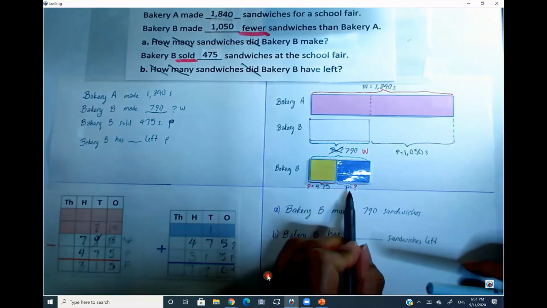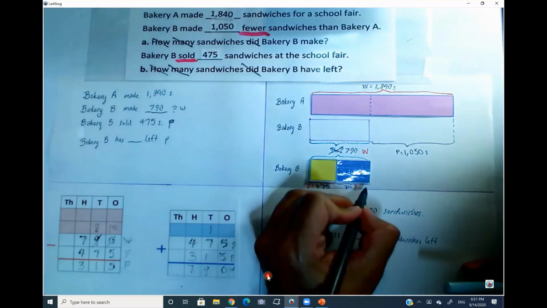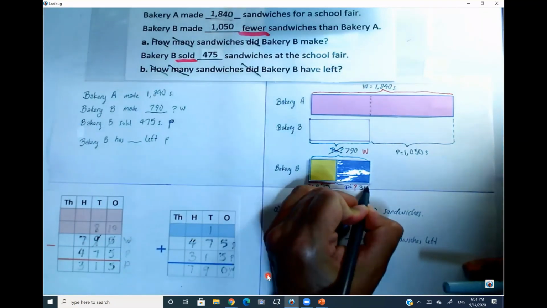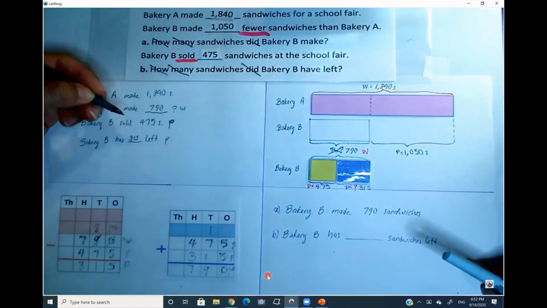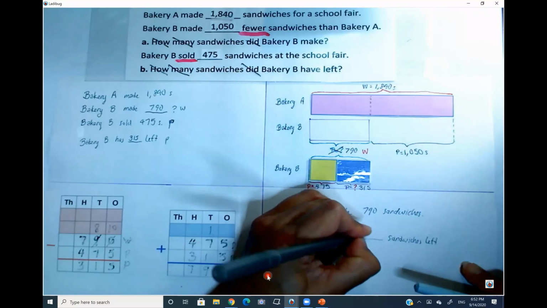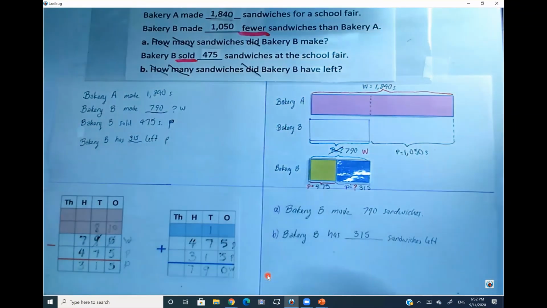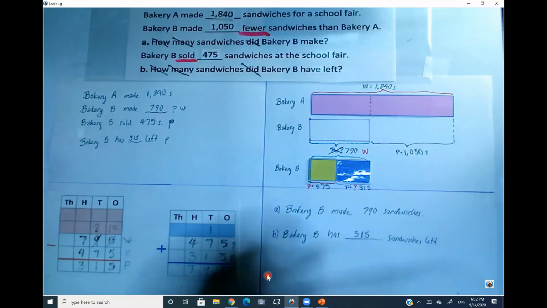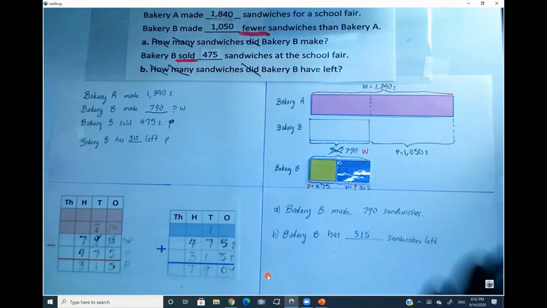Now, after we did our subtraction, we know how many are left. And we know that this part is 315. So the missing part was 315 left, and then I can answer: 315 sandwiches left. So this is how you work a two-step problem. You have to go sentence by sentence, keep drawing your bars so you understand better, and always prove your answer. Always look for your keywords and always show your best.